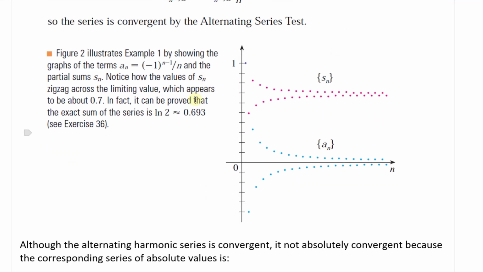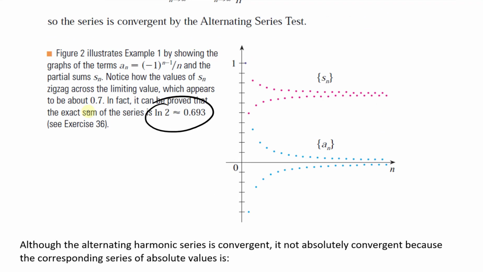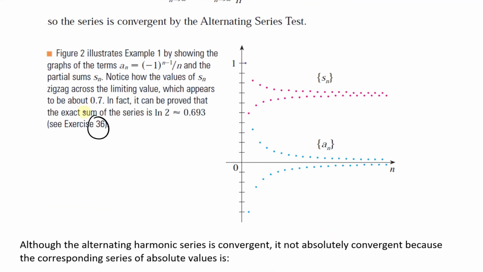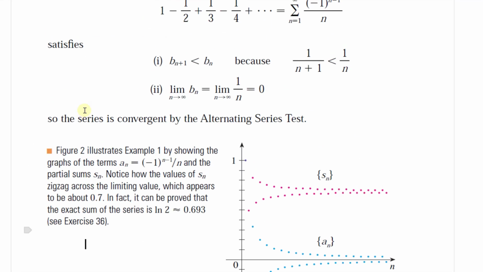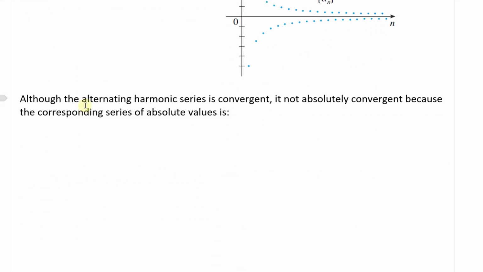If you were to graph these out, the an terms alternate like this, and the partial sums, when you add these up, fluctuate and approach a limit, which is fascinating. The exact sum of the series is ln 2. I also go over that in one of the exercises, not exercise 36, that was from my calculus book, but I used a different numbering system. Anyways, let's jump right ahead.